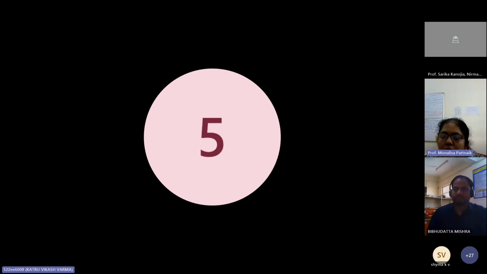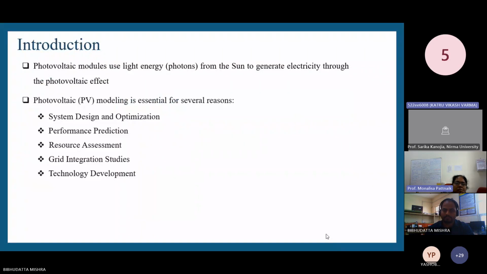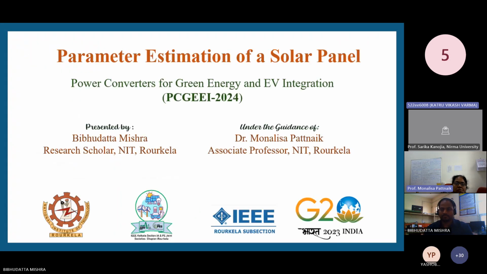Now the speaker is Mr. Bibhudatta Mishra from NIT Rourkela. He is going to deliver a talk on parameter estimation of solar panel. Mr. Bibhudatta Mishra received MTech degree in electrical engineering from Veer Surendra Sai University of Technology, Burla, Odisha in 2016. He is presently pursuing his PhD degree in electrical engineering at National Institute of Technology, Rourkela. His areas of interest include renewable energy systems, power management of hybrid AC and DC microgrid, and inverter control. Over to you, sir.